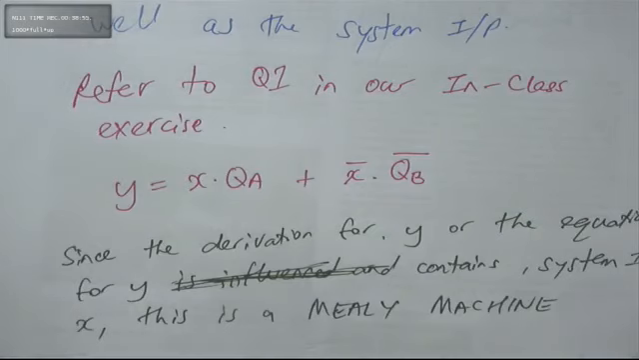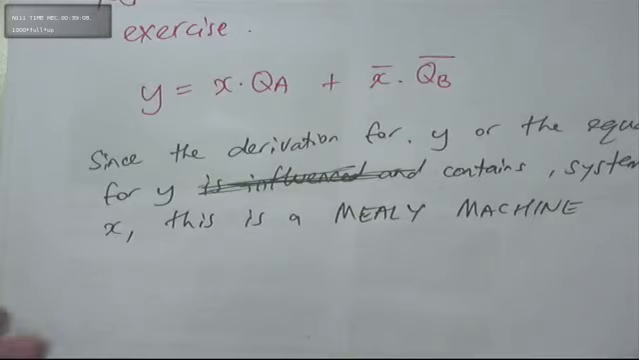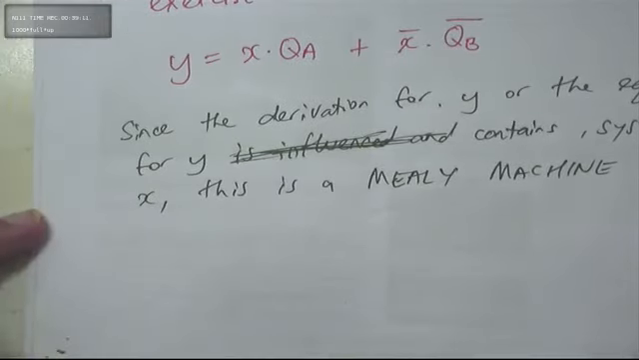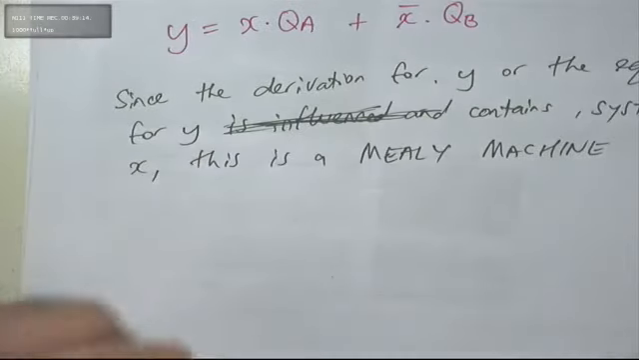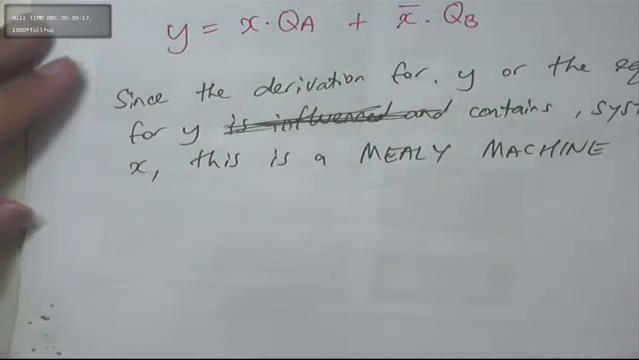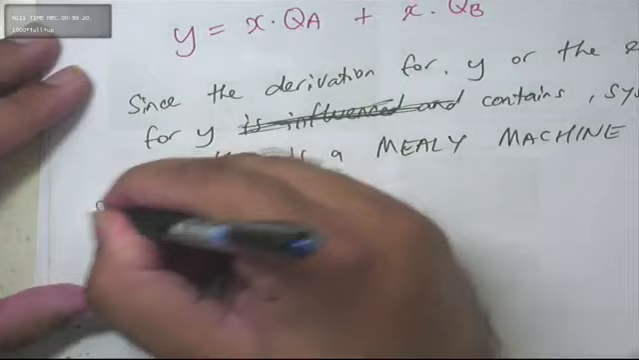Now, let me draw the state diagram. Okay, let's draw the state diagram. I made a mistake early on, guys, sorry. The state diagram for the Mealy machine is straightforward. So there was an error in the Moore machine state diagram.